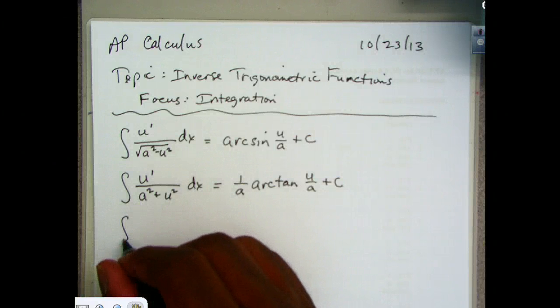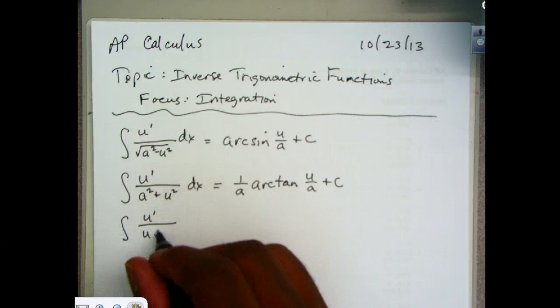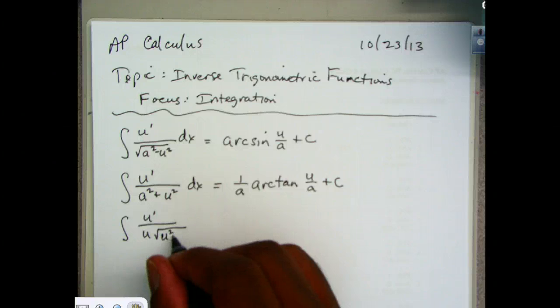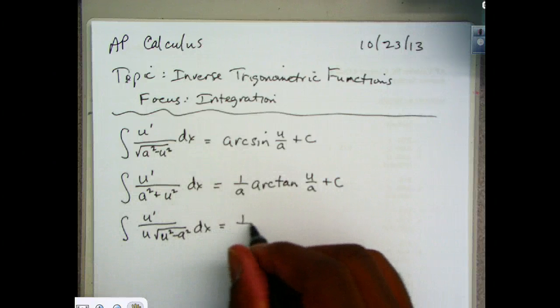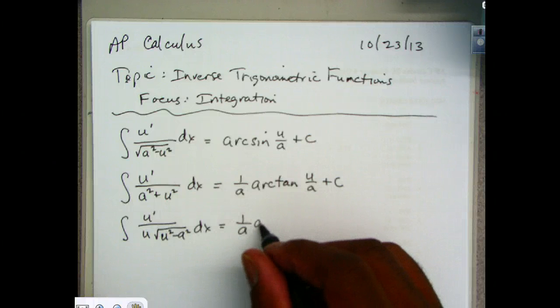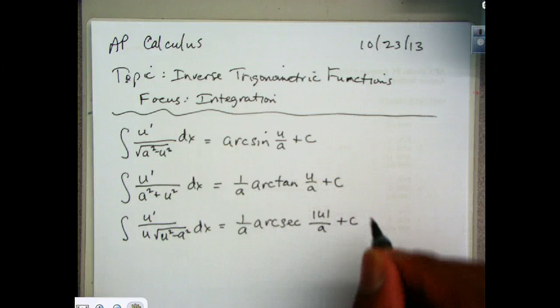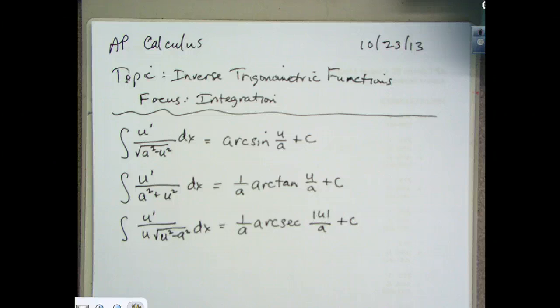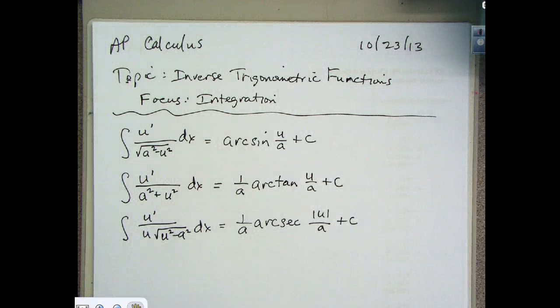The integral of u prime all over u square root of u squared minus a squared dx is 1 over a arcsecant of the absolute value of u over a plus c. And just keeping in mind that arcsecant, who's paired up with cosine, its domain is from 0 to infinity, so it has to be positive there.